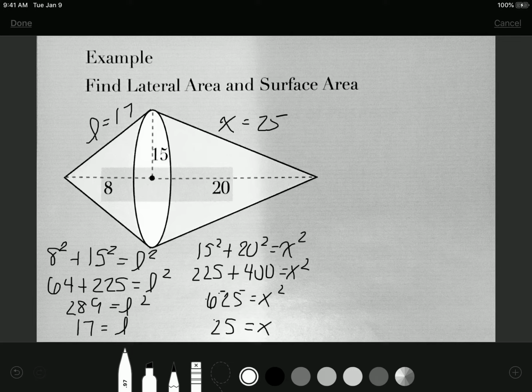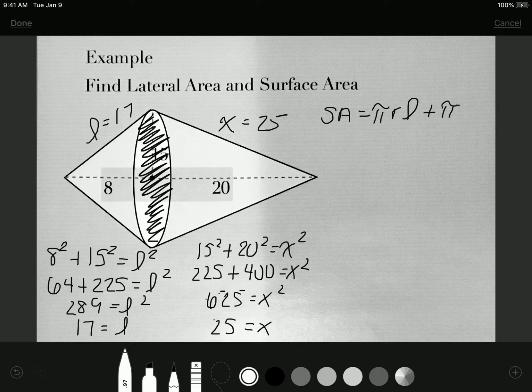Now, the one thing to consider about these two cones is when we put them together and we glue them, this part here is not going to be visible anymore. So we actually wouldn't end up painting it. We would just end up painting the other part. So when we look at the surface area for these two combined, our formula is this, but the pi r squared is the circle that's at the bottom of this cone. So we actually don't need this. So we only need the pi r L part.